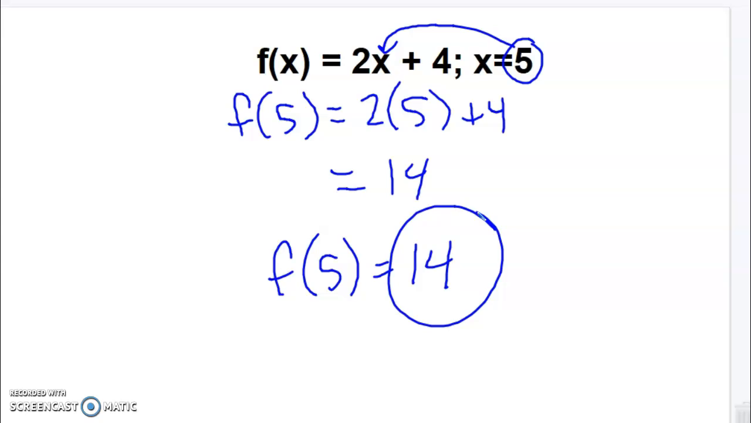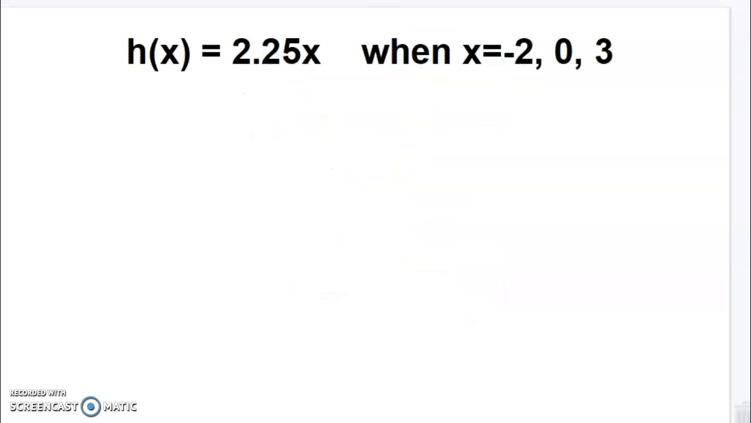Now there will be some times in some problems where you have to solve for several different numbers. So in this case, we have when x is negative 2, or when it's 0, or when it's 3. So the function is super useful when we get to use it for several different scenarios.